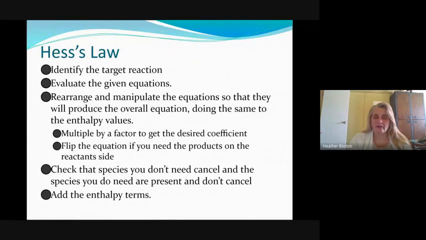So the next step is we'll check that species we don't need cancel and species that we do need are present and don't cancel. After we figure all that out, we can add the enthalpy terms, and we should get the change in enthalpy for our target or unknown reaction.